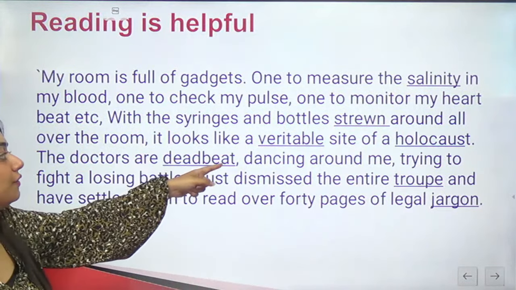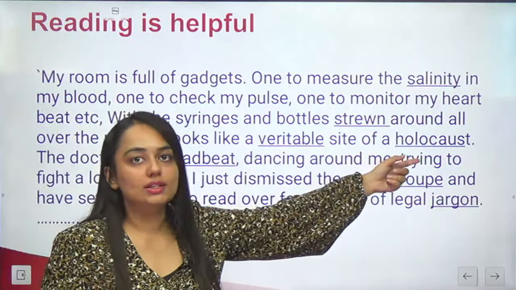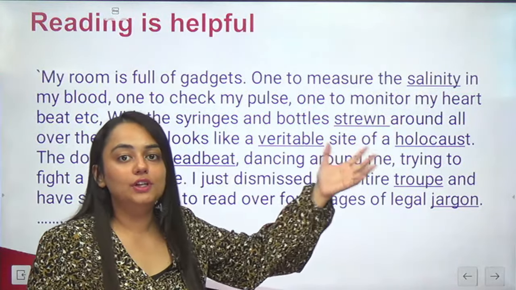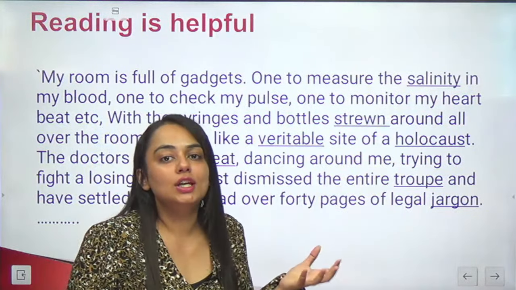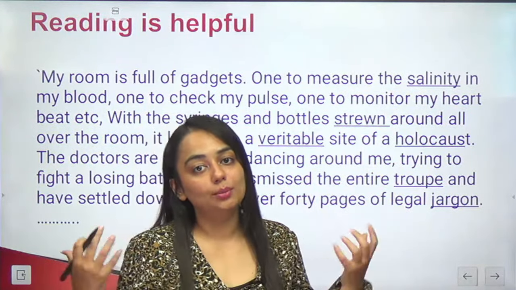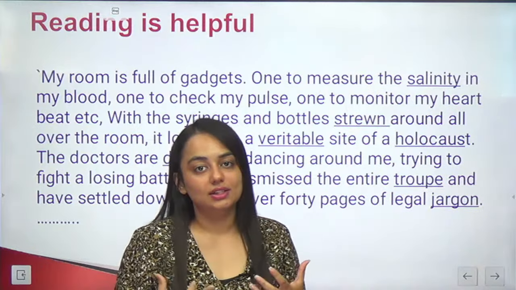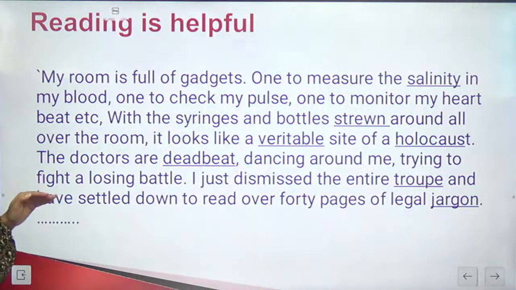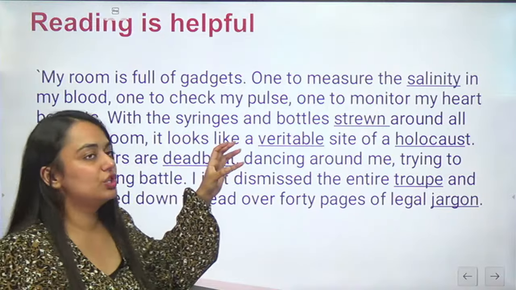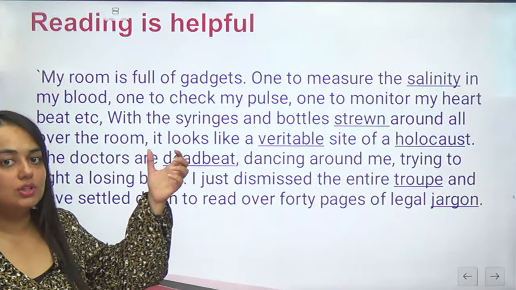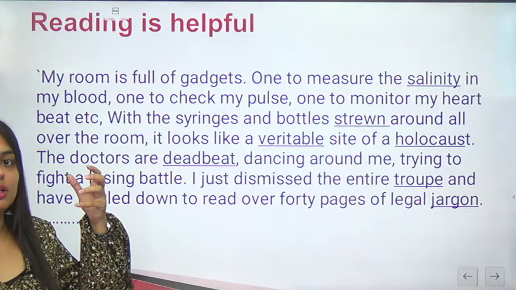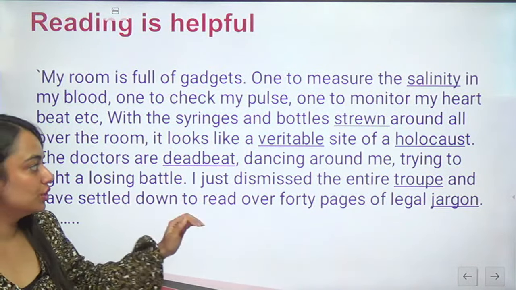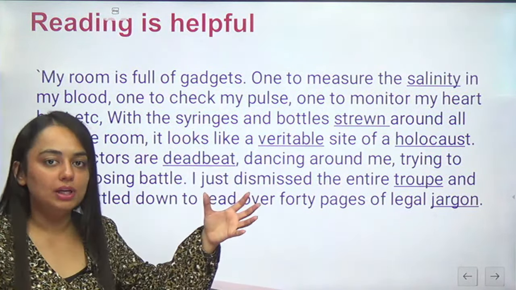"It looks like a veritable site of Holocaust." See what kind of image he is using to describe the environment he is laid in. It is Holocaust. So you can guess the meaning of veritable. Veritable is just to stress an effect. So this is a literary word which is used to describe or emphasize a particular idea.